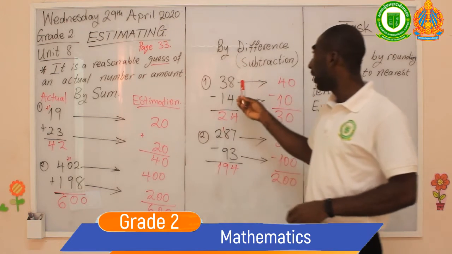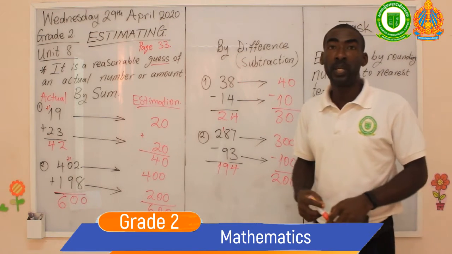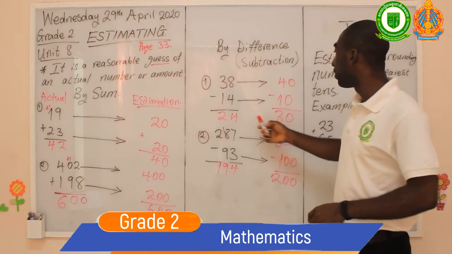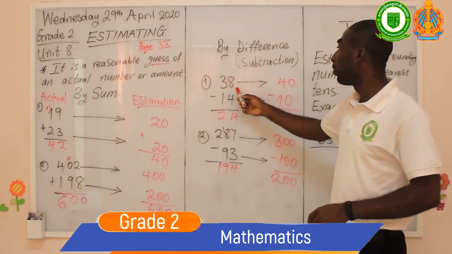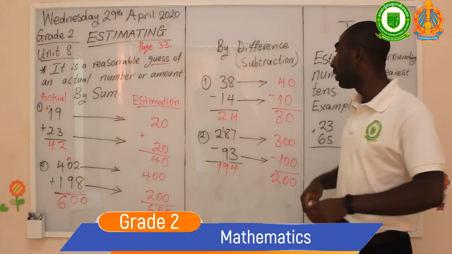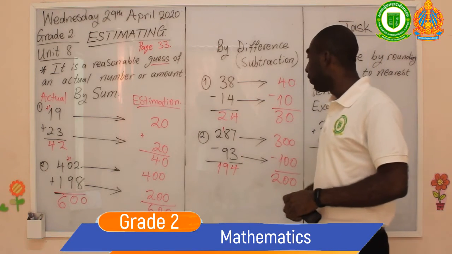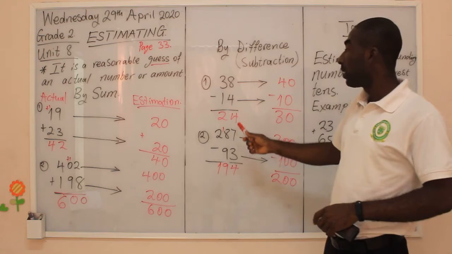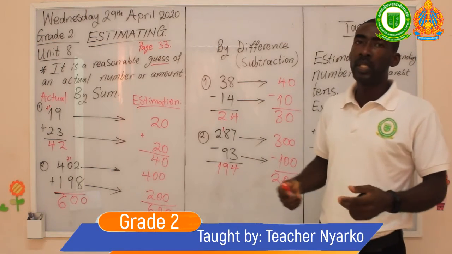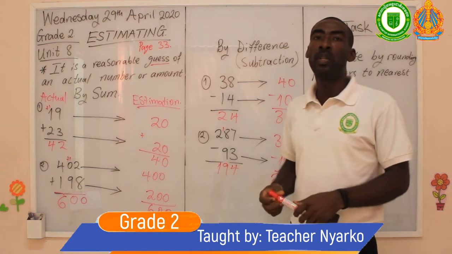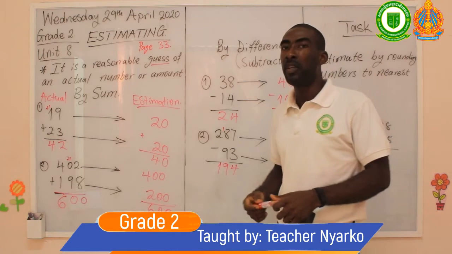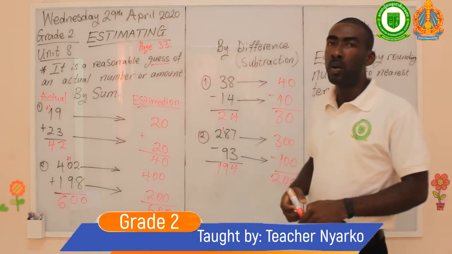We also looked at how we can do estimation by difference, which is subtraction, and then we demonstrated how figures could be estimated from this point to the other point. And also here we realized that our answers are quite different, because estimation in most cases will give you different answers because it is a guess of a reasonable amount or a number.